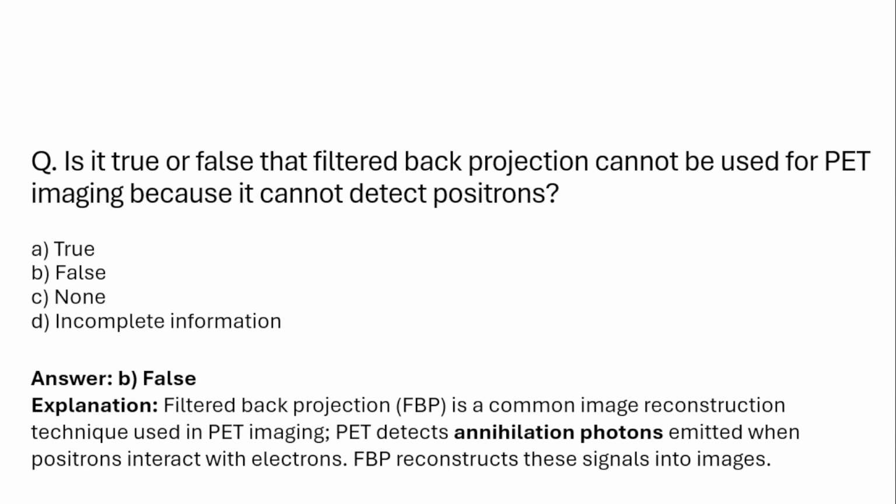You all know that filtered back projection is commonly used for image reconstruction in PET imaging. Here PET is not detecting positrons directly. There is a process of annihilation of photons. So the annihilation photons are detected by PET detectors. Filtered back projection is a technique of reconstruction of the signals into images.